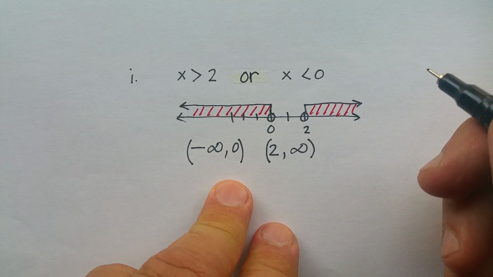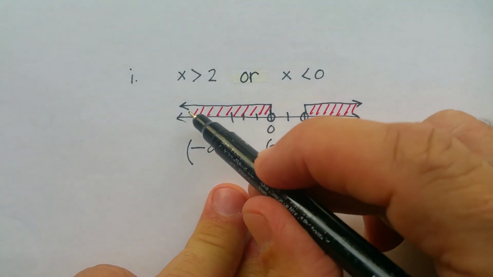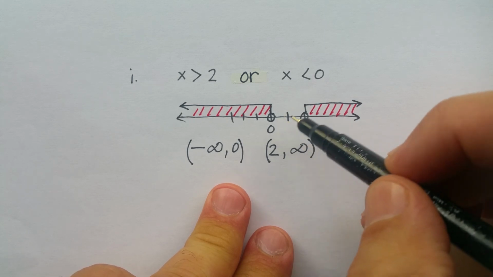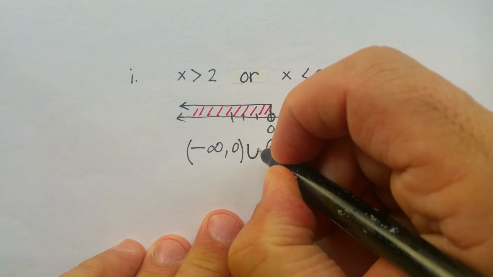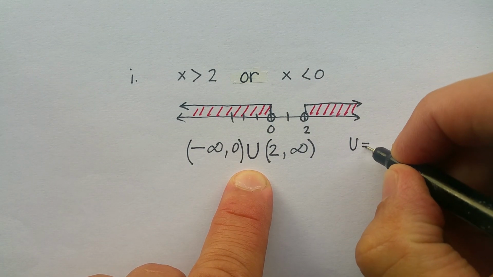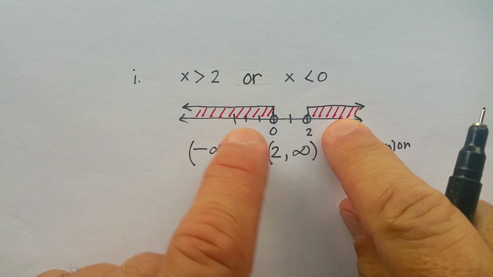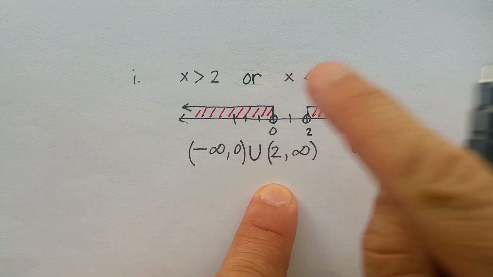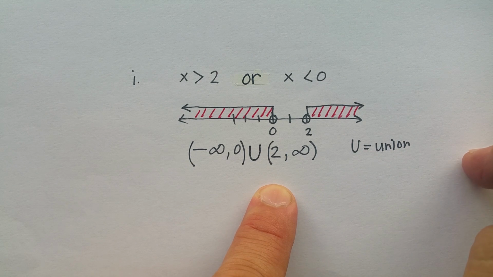Now, the answer really is every number that is in here and in here, but not in the empty space. So you would use this symbol called a U, which means union. If we put these two answers together, we would have the interval notation for this particular problem. Okay? And like I said, I'll explain this part in another video.